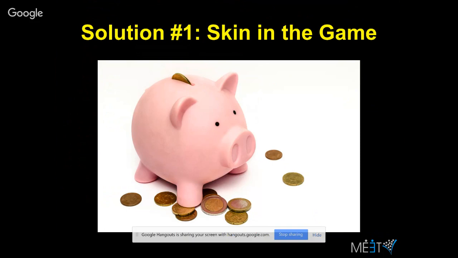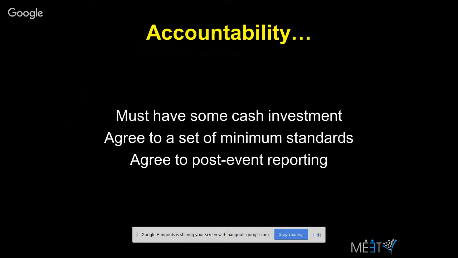And so we want them co-invested in a few different ways. Number one is they need to have some cash investment. I think more is better. And to some degree, the more they're willing to pay will tell you how much they're willing to work to make it work, right? The less value you assign to it, the less value they're likely to assign to it as well.